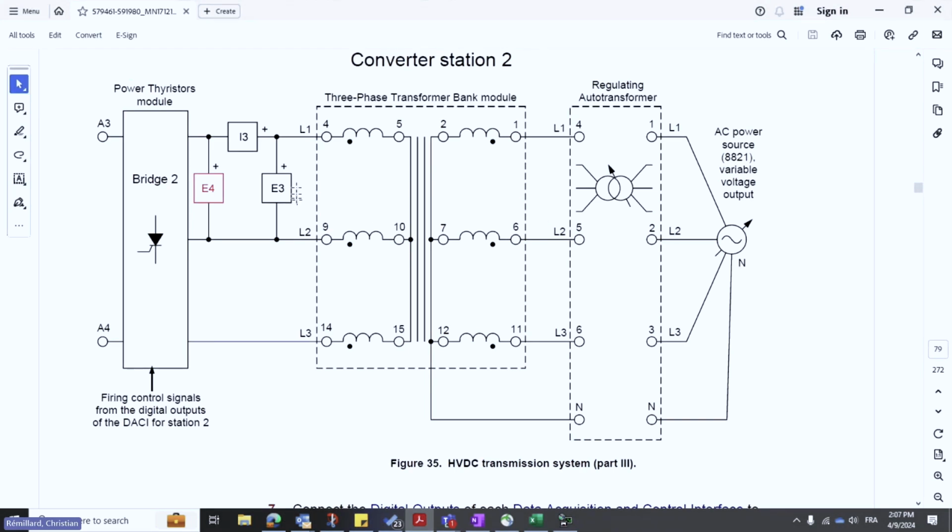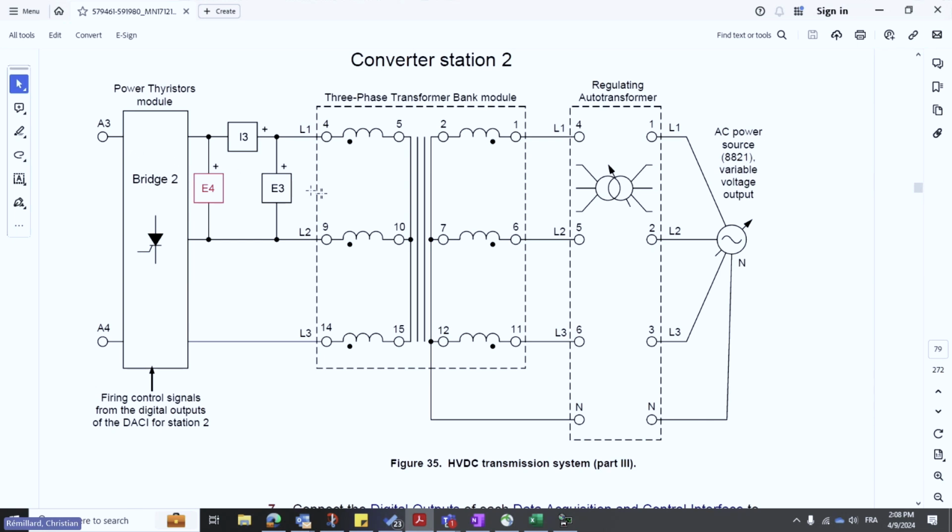So here we are connected at 4, 9, and 14. Basically everything is swapped horizontally compared to the preceding schematic. And we are getting out at 1, 6, and 11 to go to 4, 5, and 6, which is on the right side of our regulating autotransformer, and then 1, 2, and 3 going back to the AC power line. So let's go into our bridge 2.